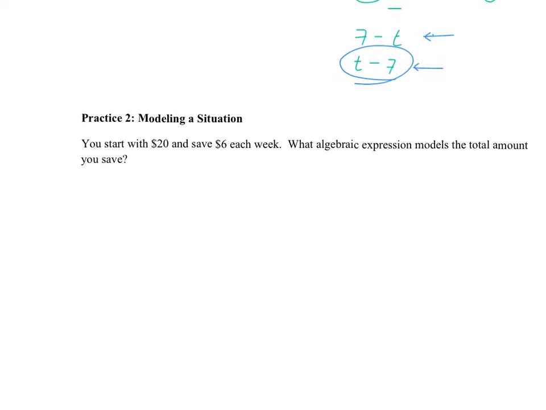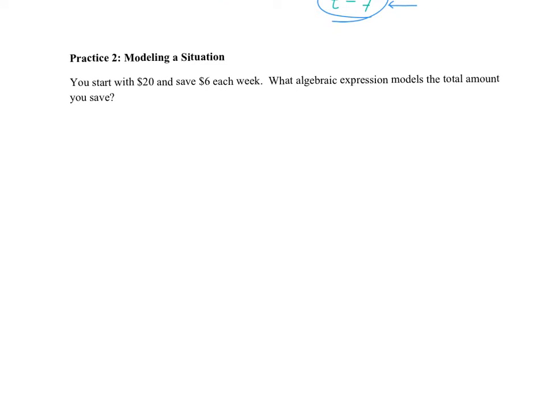We could then get even more real-world stuff. You start with $20 and save $6 each week. What algebraic expression models the total amount you save?